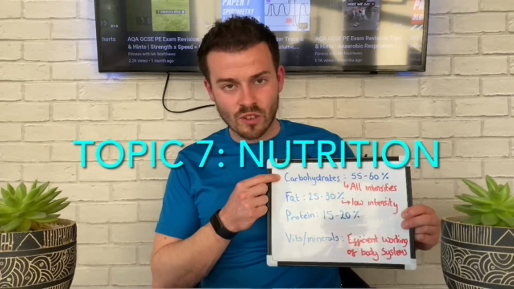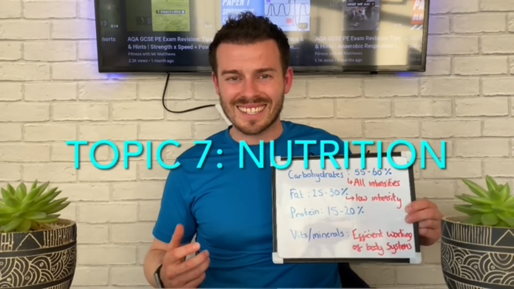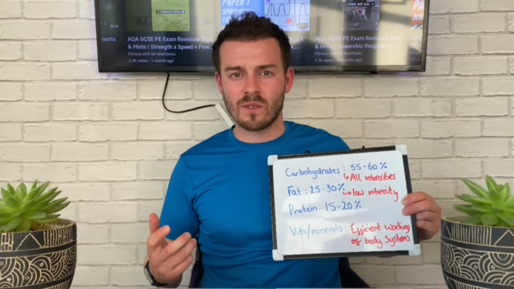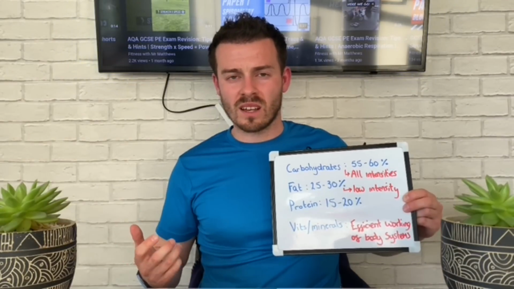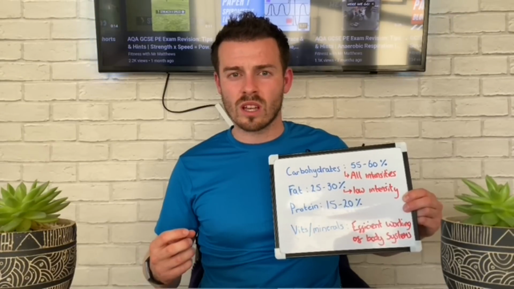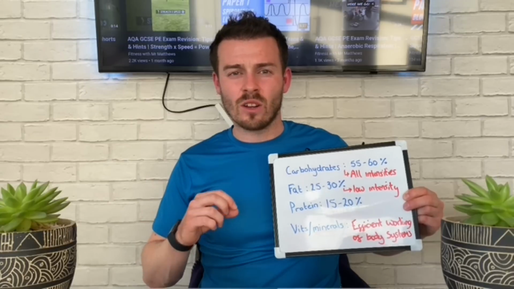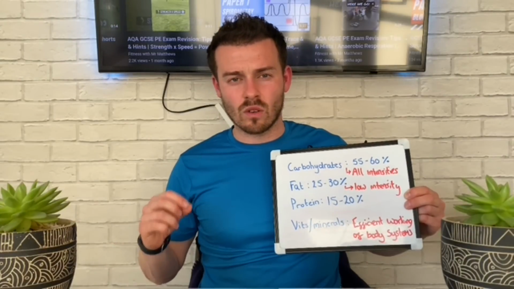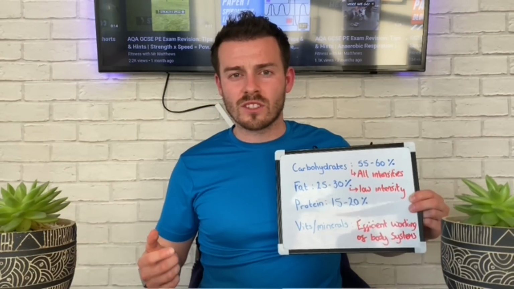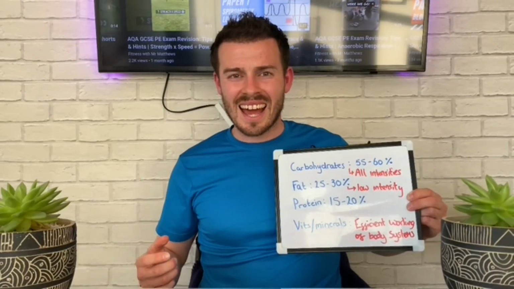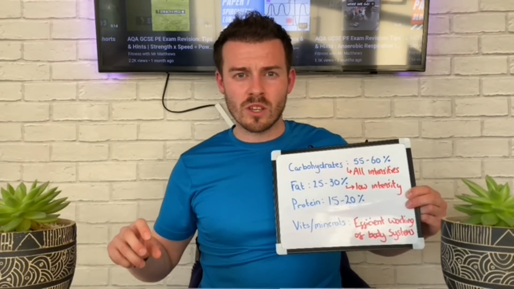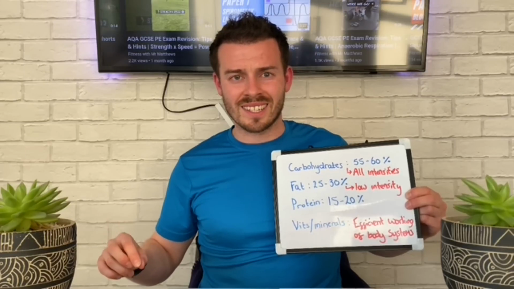Nutrition. Carbohydrates should make up 55 to 60% of your daily intake. And carbohydrates are typically foods like bread, pasta, and rice. Now, carbohydrates are the main energy source and they are used in all types of exercise and at all intensities. Fat should make up 25 to 30% of your daily intake, and it is a greater energy source than carbohydrates, but it can only be used as an energy source for low intensity exercise.